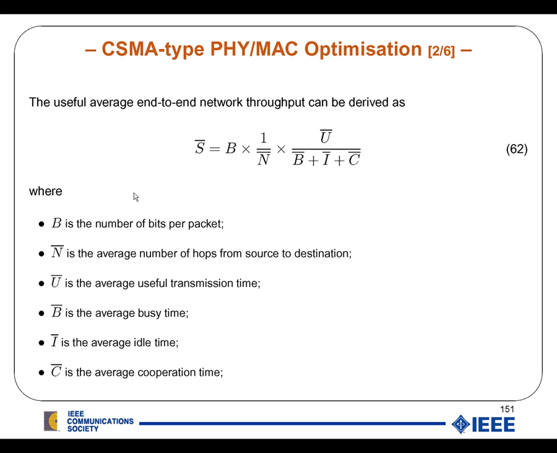How to calculate the useful average end-to-end network throughput? That is very simple. That is simply the average useful time U divided by the average busy time B plus the average idle time I plus the average cooperation time C, divided by the average number of hops from source to destination, because I remind you that the traffic generated in the relays is redundant traffic and the useful average network throughput has to be normalized by that amount. And we multiply all that by the number of bits per packet.